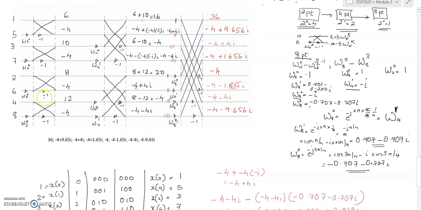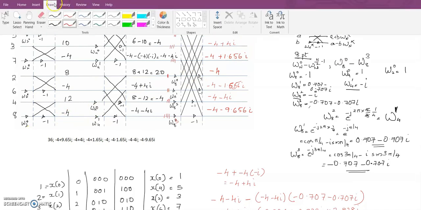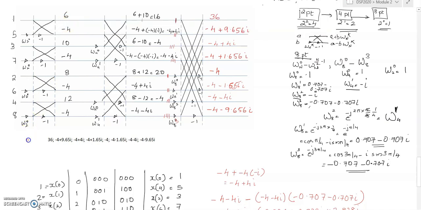We can write the output that we have obtained in the normal order y of n. We can write it as 36, -4 plus 9.656i, and so on up to the end in the normal order. So that winds up this portion of the 8-point FFT numerical. We'll see the later topics in the next video.